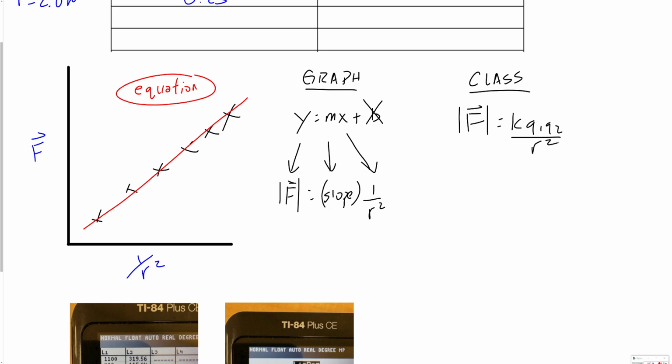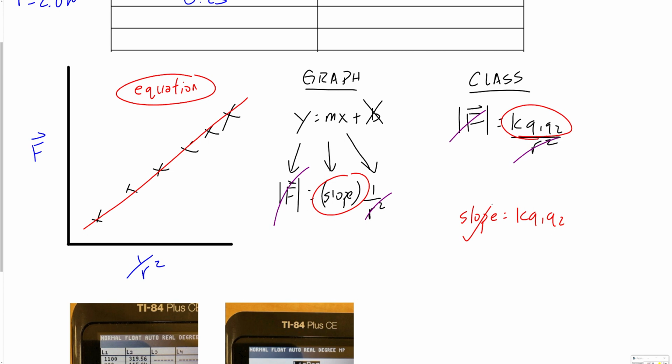What's my next step? Cross off things that appear in both, right? So let's do that. Let's cross off F because it's in both. Let's cross off r squared because it's in both. Oh, we're left with slope now. The slope here is equal to k q1 q2.